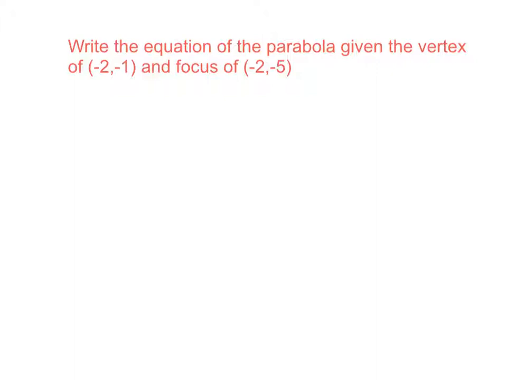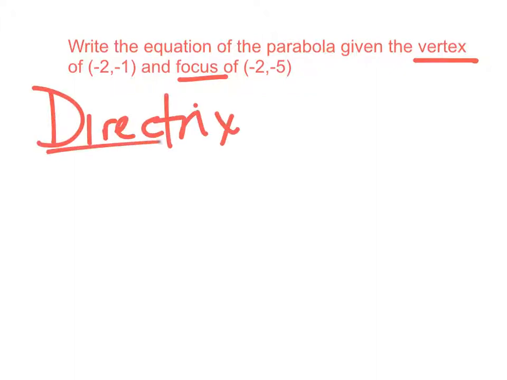I tweaked it on you a little bit. Write the equation of the parabola given, notice this time they're giving you the vertex and the focus. So instead of finding the vertex, you already have it. What are you missing? You're missing the directrix, and that's what we have to find first.